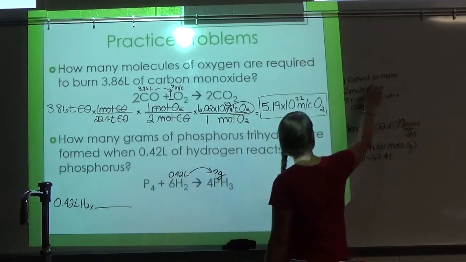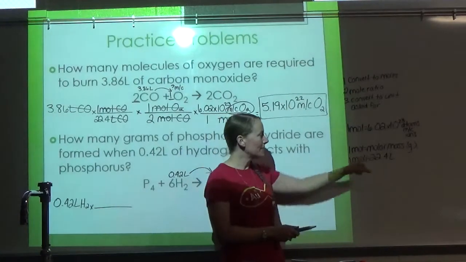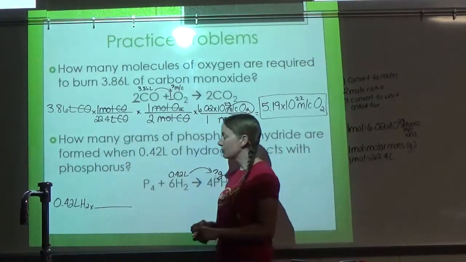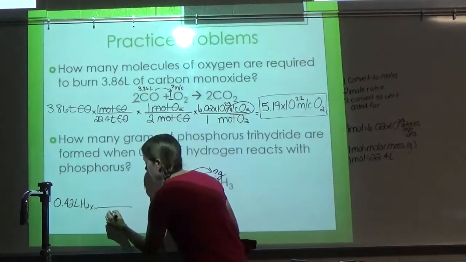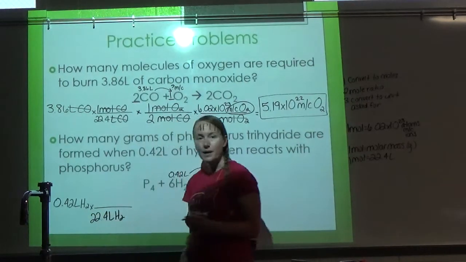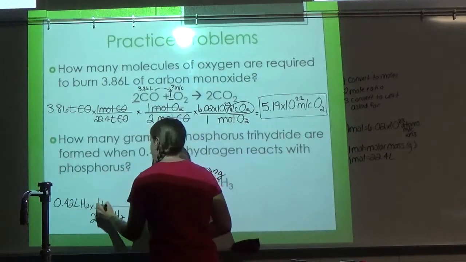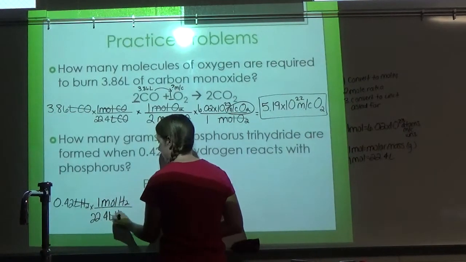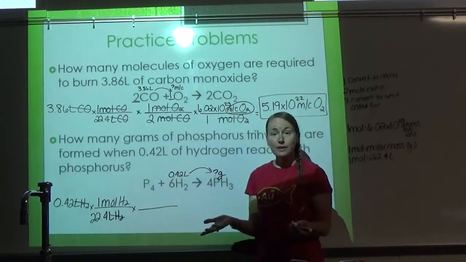So first step is convert to moles. I was given liters, so I'm going to use 22.4 to convert to moles. So 1 mole equals 22.4 liters. I'm going to follow the golden rule. So liters of hydrogen must go on bottom. So I'm going to put the 22.4 on bottom. 22.4 liters always equals 1 mole at STP. So my liters of hydrogen cancel. Alright, so I completed step 1.